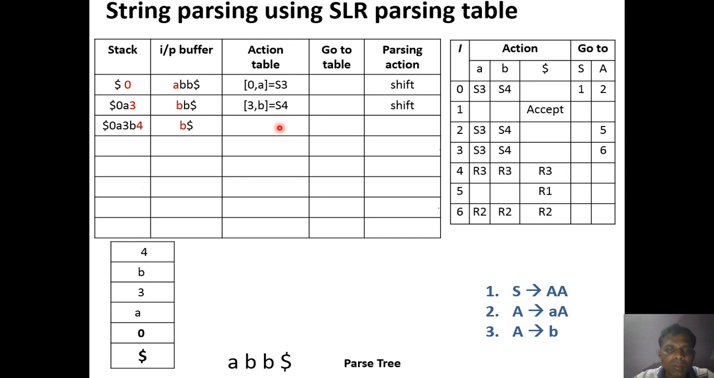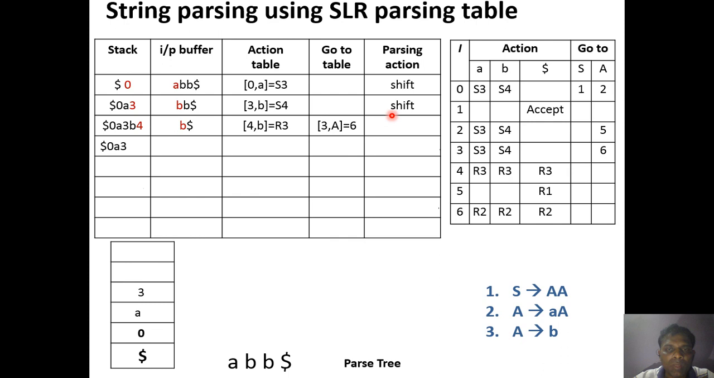The reduce operation is used for the pop operation. How many symbols are we going to pop? We need to check how many symbols are present on the right hand side of that particular production. There is only one symbol. Then you should pop two symbols from the top of the stack, meaning I'm going to pop the 4 and b. So I'm removing the 4 and b, and it will look like $0a3. Because I'm performing the reduce operation, my input read pointer is not incremented.